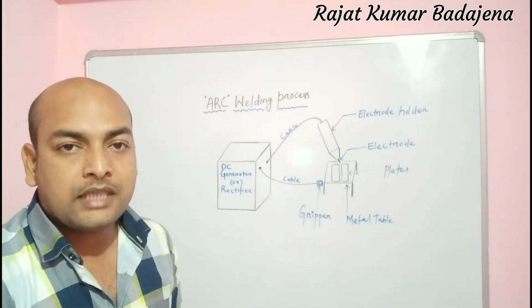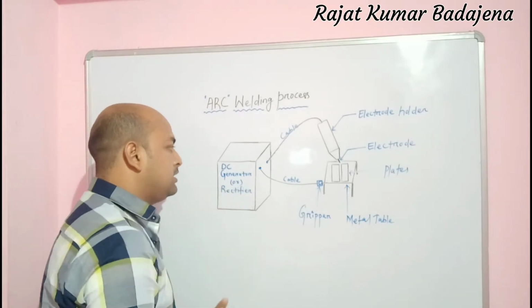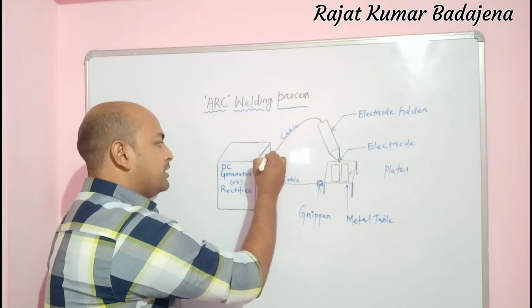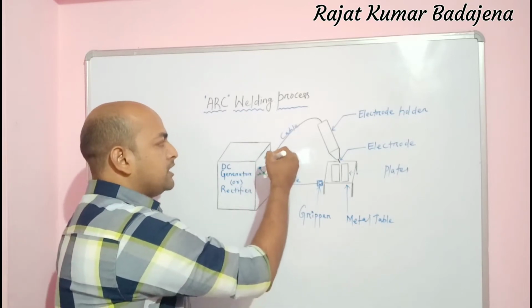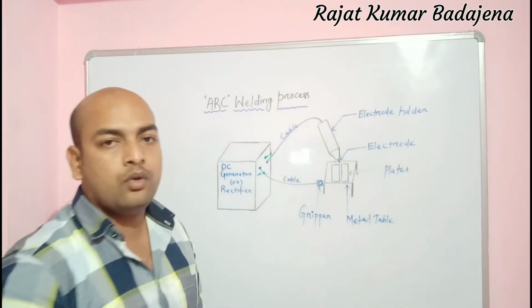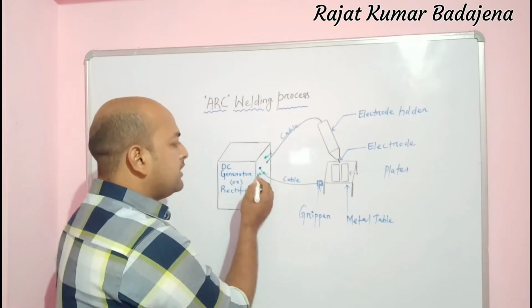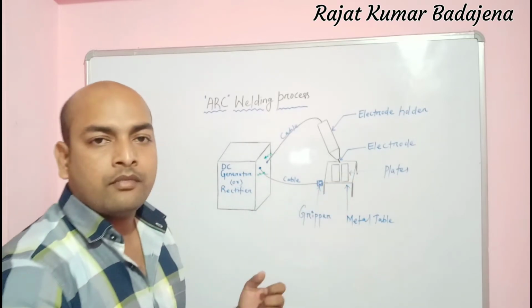So what happens in this arc welding process? You can see this is the DC generator. In this DC generator, we can say this is the positive line, this is the negative line. Here the positive current flows through the electrode holder to the electrode. Next, the negative charge flows through the workpiece, or we can say the plates.